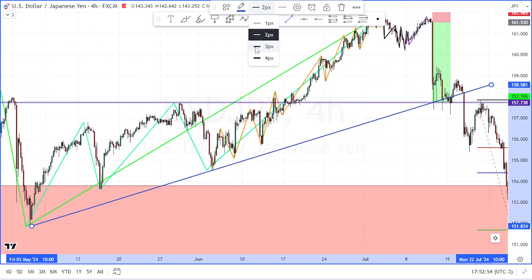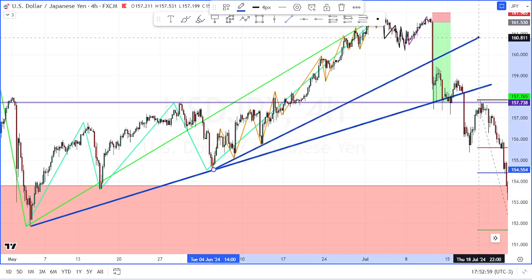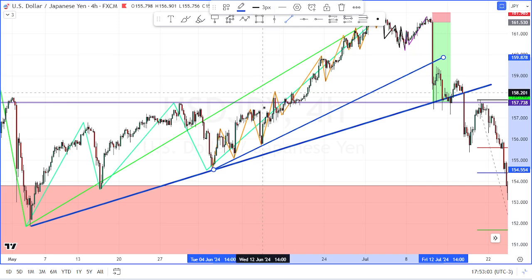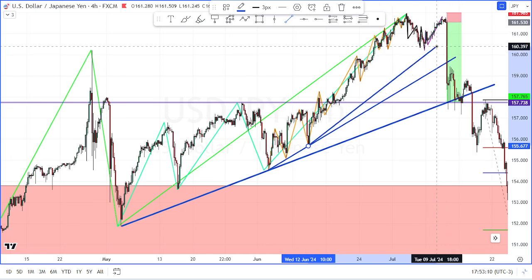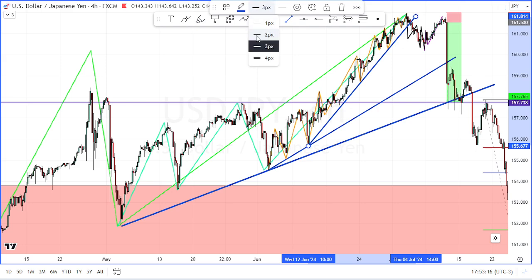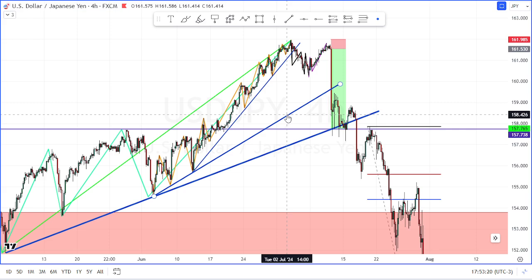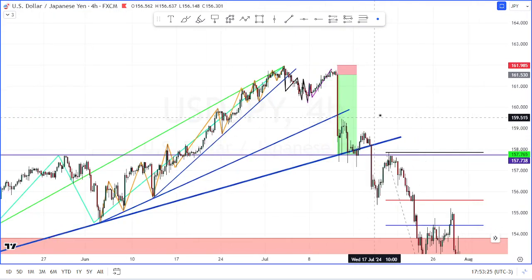That was the long trend line right there. Okay, and this is the short trend line, the medium trend line, and then from here we have the short trend line, right? So we have the long trend line, the medium trend line, and the short trend line right here back in time.